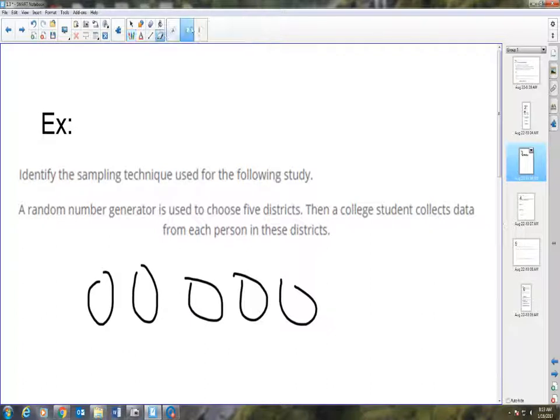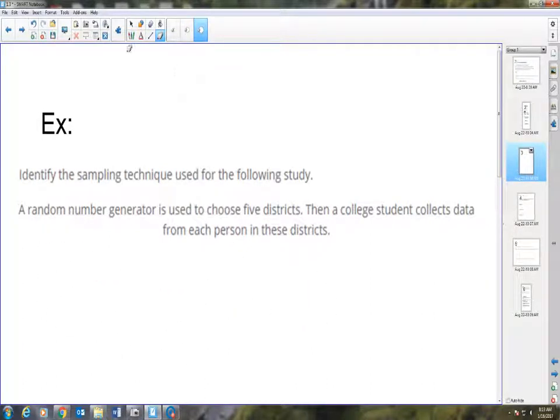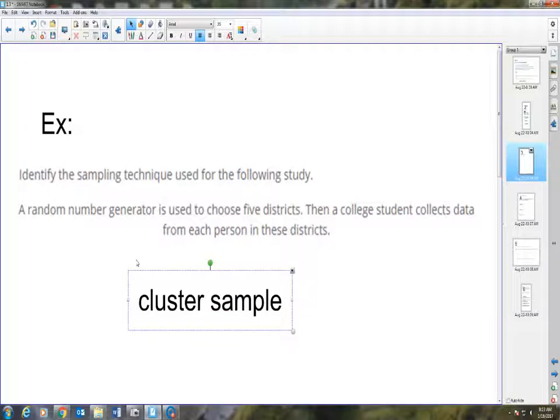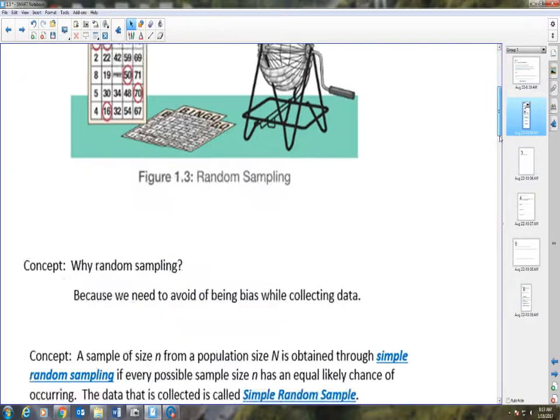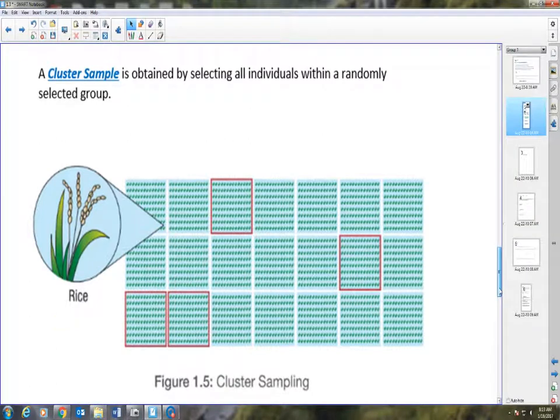In that case, that will be called cluster sampling, because if I go back to this picture, cluster is selecting everybody within a randomly selected group. The number generator selects the 5 groups for me, and I'm selecting everybody in that group. That would be called cluster.